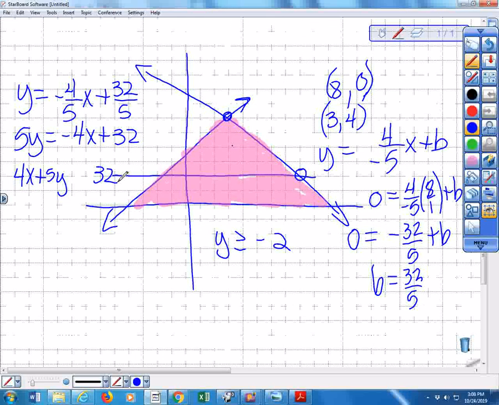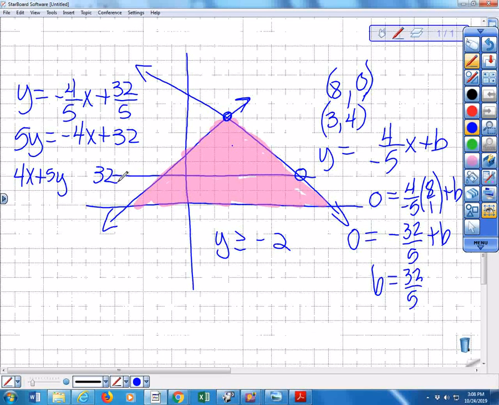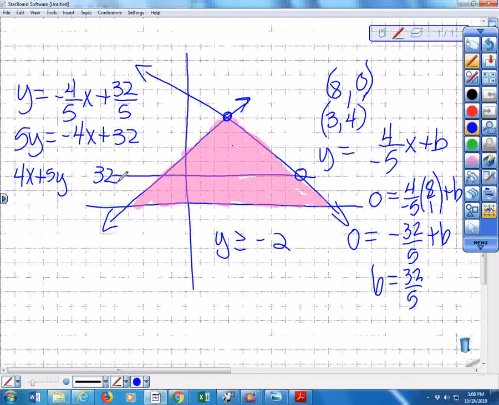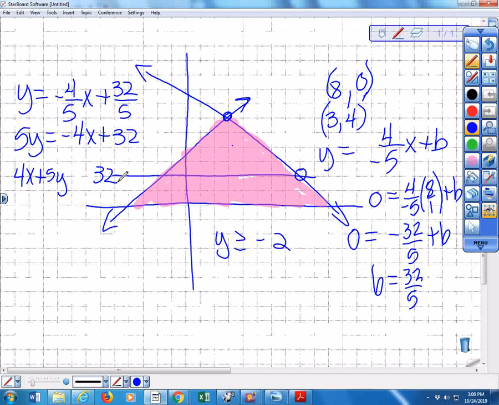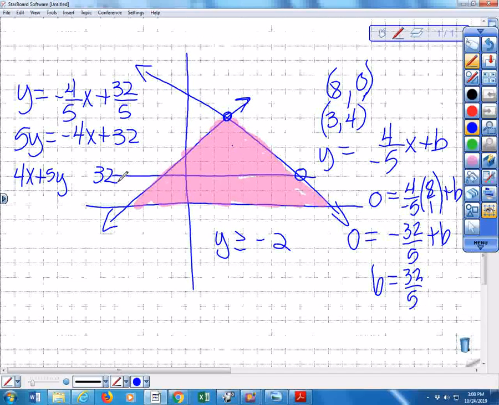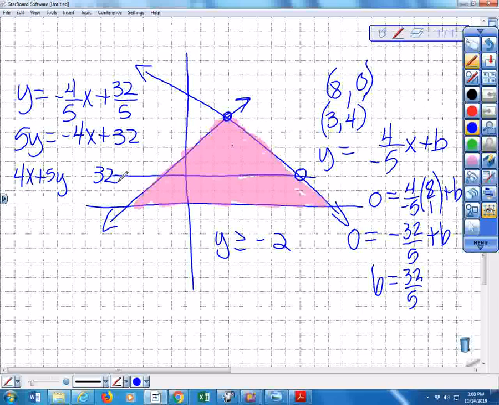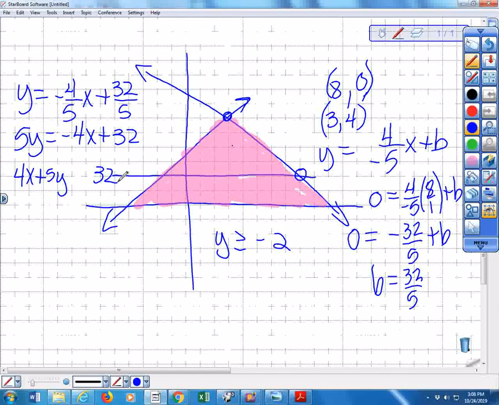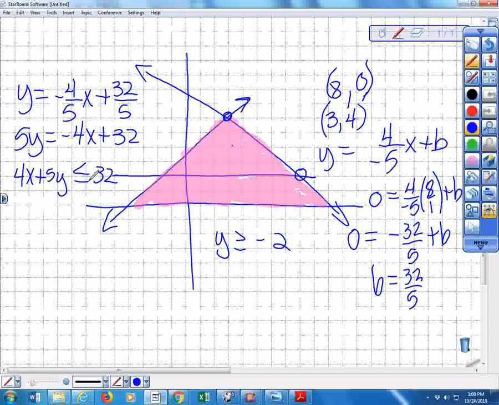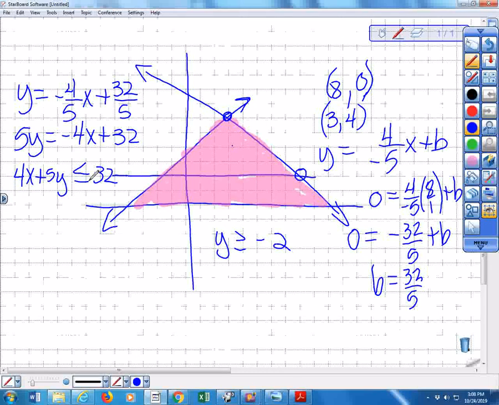Everybody following? I promise you guys are going to struggle on this if you're not watching this to know how to do it. If you're working ahead or trying to get it, you're going to have questions. So I want to make sure you understand how to do this. You're going to put 0, 0 in. Is 0 greater than or less than 32? Less than. So I know that's going to be the symbol. That's how we find that equation.